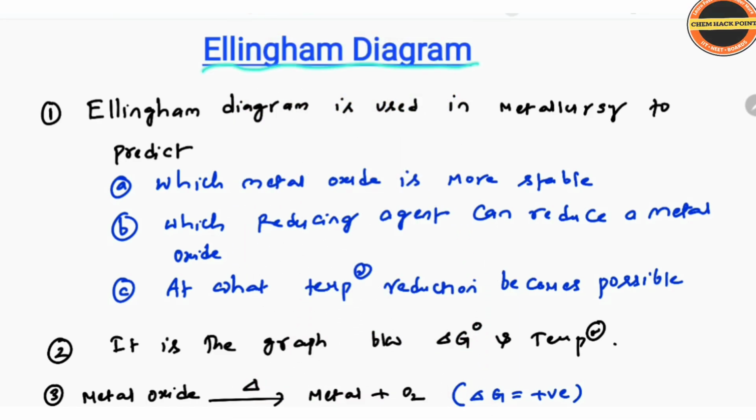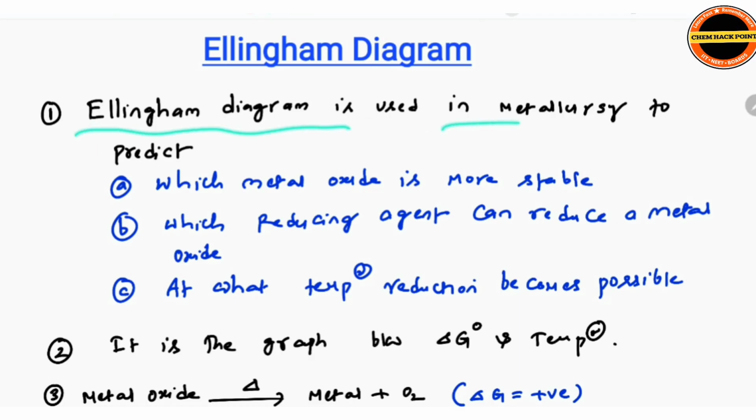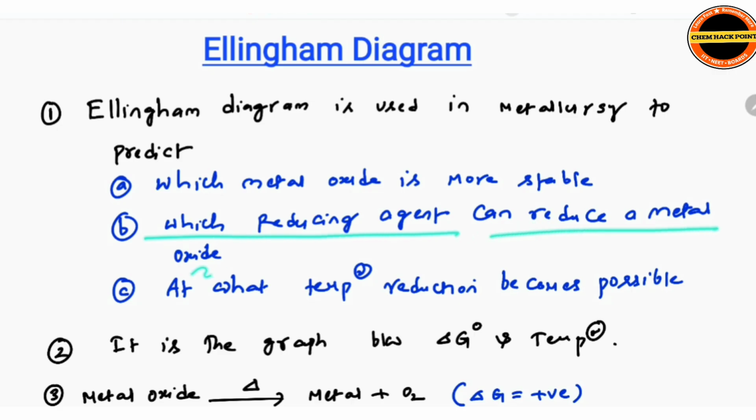Ellingham diagram. First of all, the Ellingham diagram is used in metallurgy to predict which metal oxide is more stable, which reducing agent can reduce a metal oxide, and at what temperature reduction becomes possible. Very important, remember these 3 points.